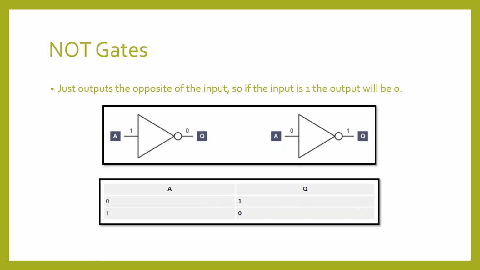The last one that we need to do is this one, a NOT gate. NOT gates just do the opposite. So if it's not on, it's off. And if it's not off, it's on. And that's why there's only one input in a NOT gate.